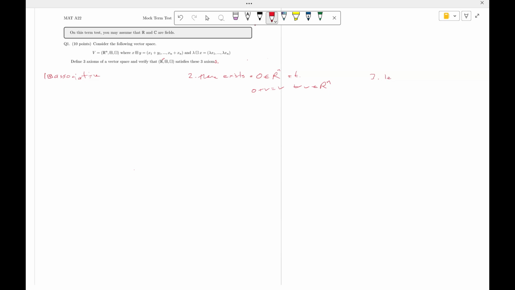3, let C be an F, or C be an R in this case, because it's R, and X, Y be in R^n, then C box times (X plus Y) equals C box times X plus C box times Y. Okay, so those are the 3 axioms that I'm going to prove. Now you should know all your axioms, but we're just going to verify these 3.